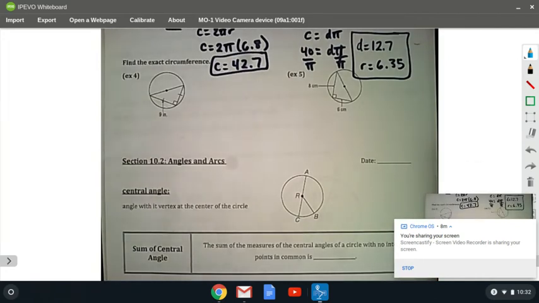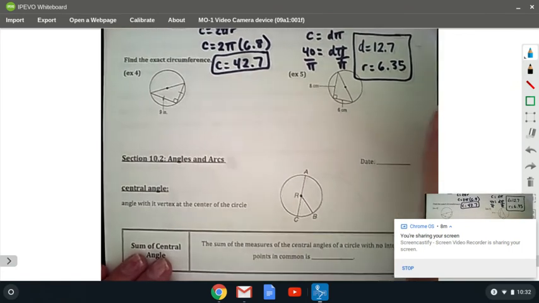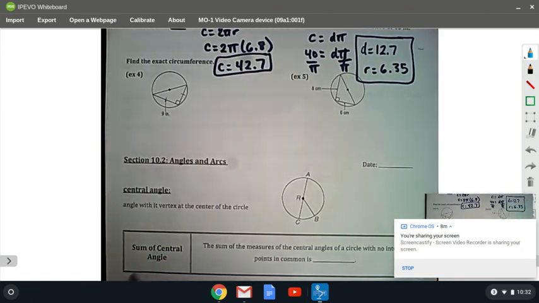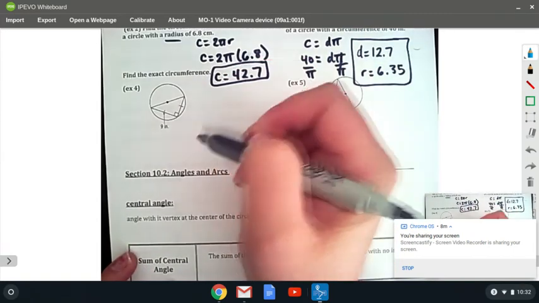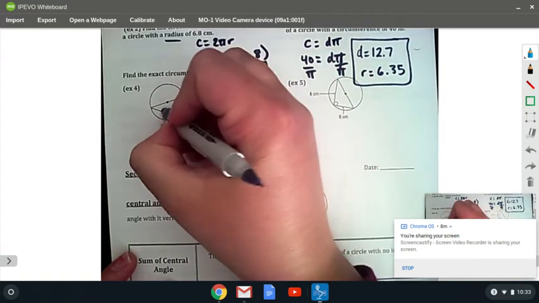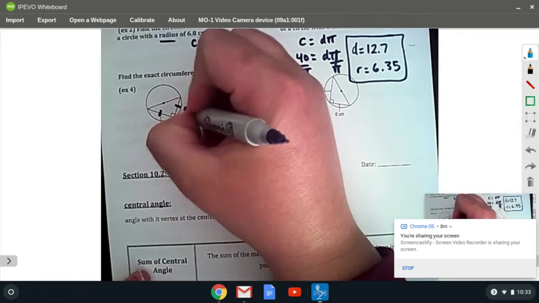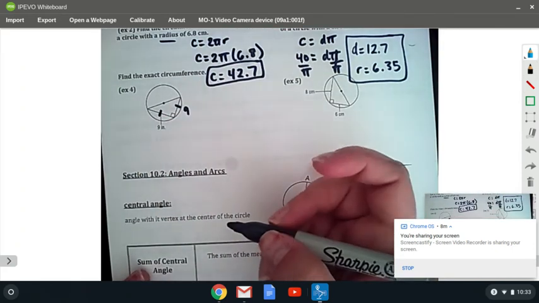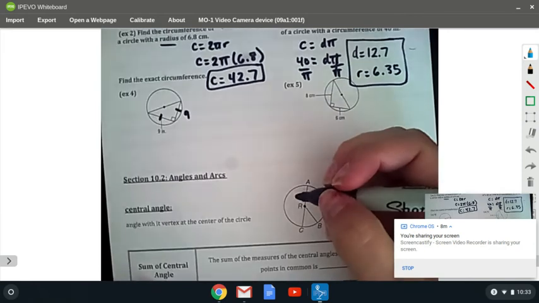All right, these next two problems, crank it up a little bit. They want us to use the Pythagorean theorem and our knowledge of triangles. So there's a triangle within a circle in both of these. Find the exact circumference. This triangle has two sides congruent. That tells me that it is isosceles. That also just tells me that this is 9 and this is 9. So I can use the Pythagorean theorem to find the diameter.